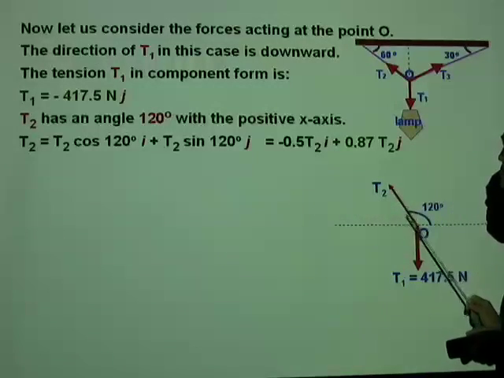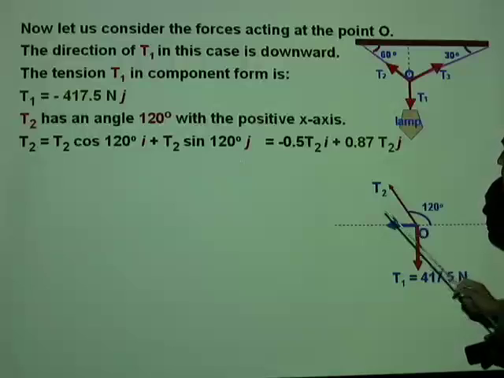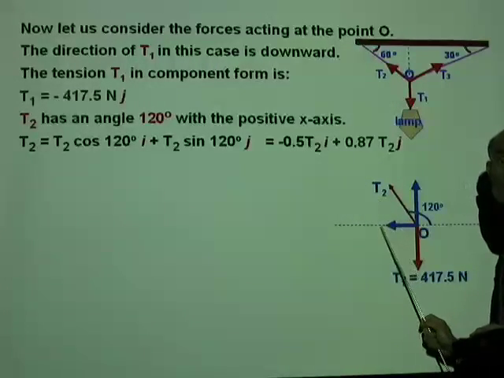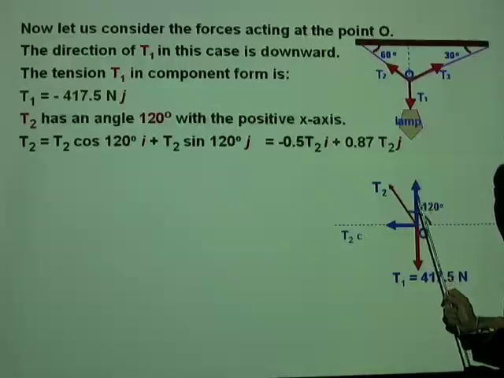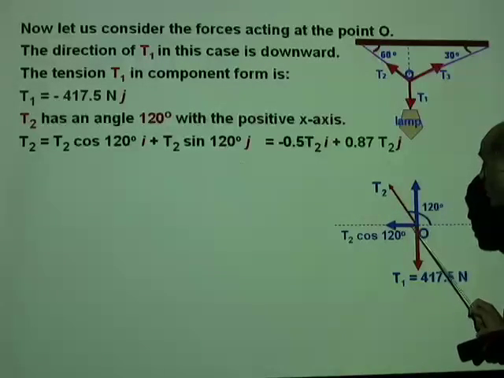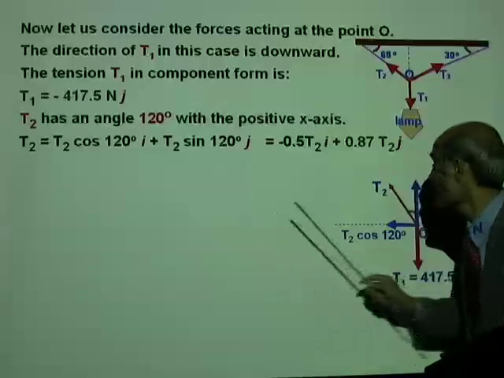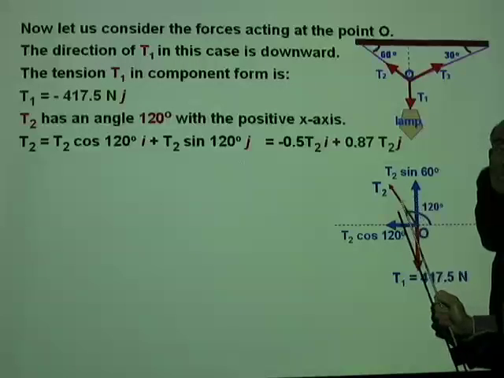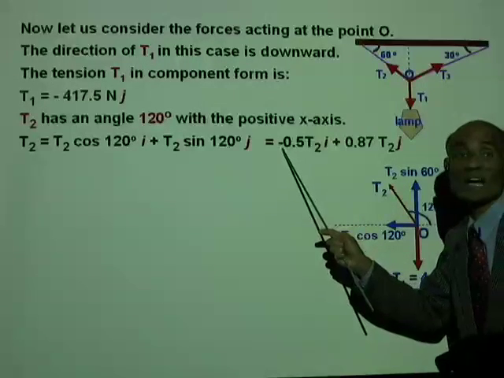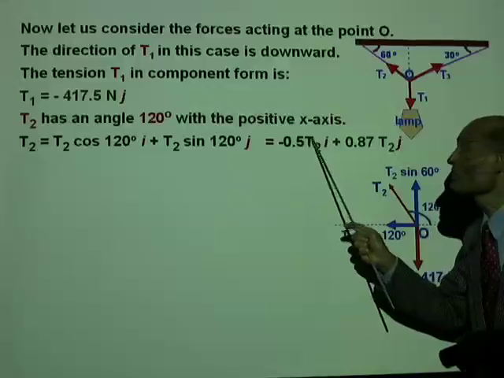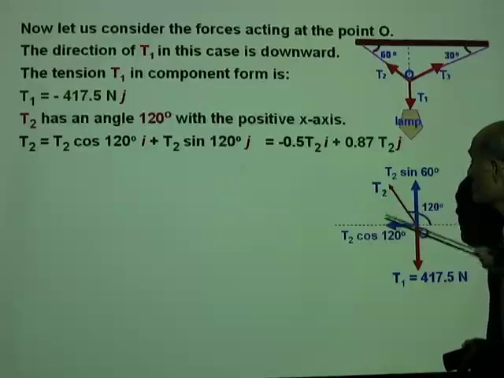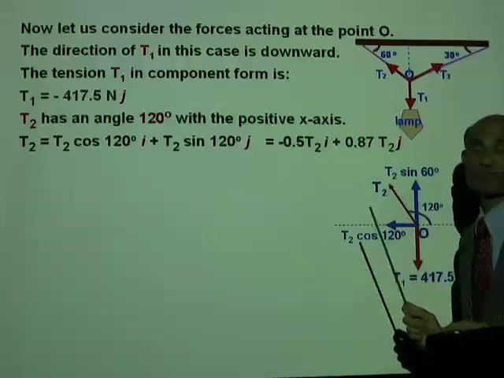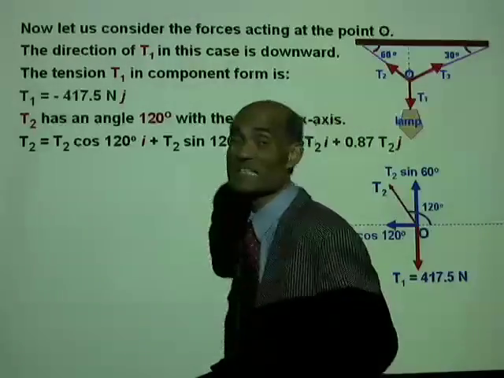That is T2. Now, the x component is negative. This is the x component. Look at that. It is negative. And this is the y component. So T2 cos 120 degrees is the x component, and T2 sine 120 degrees is the y component, which has this value. Negative 0.5 T2, that is this vector, plus 0.87 T2, that is this vector. Alright, we finished with T2.